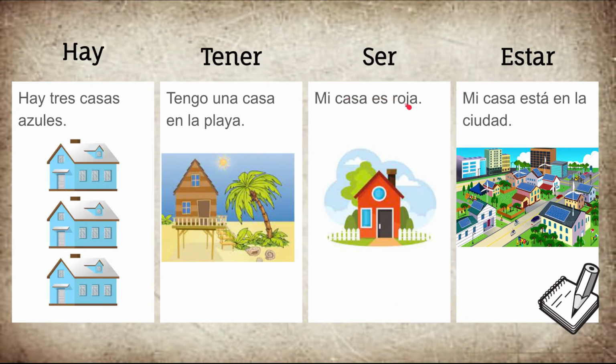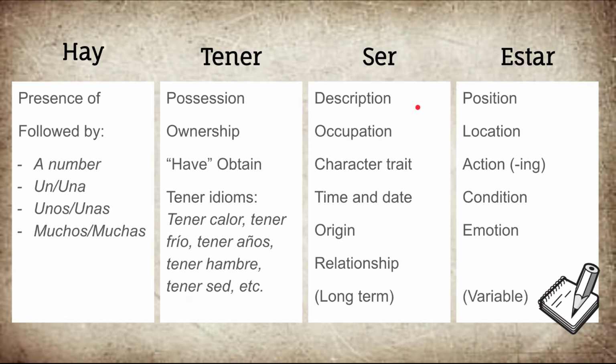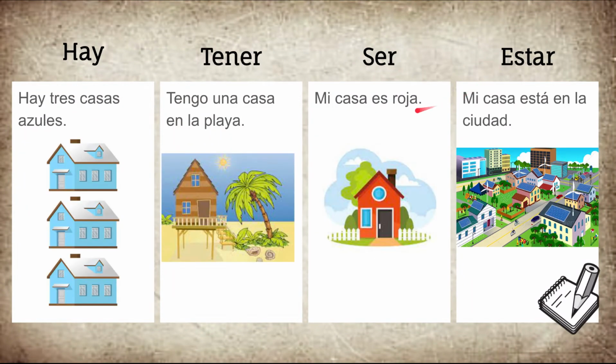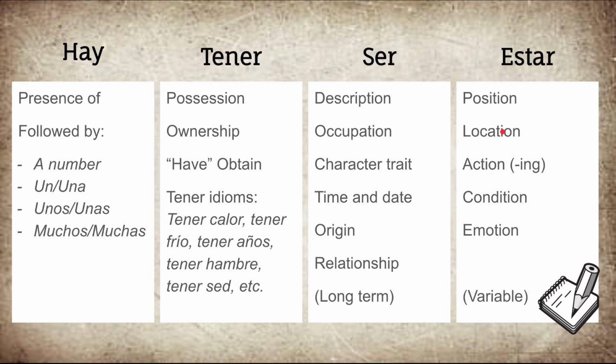Ser. Mi casa es roja. Roja is a description. And remembering from our acronym, a description requires a use of ser. Estar. Mi casa está en la ciudad. And because en la ciudad means in the city, that indicates location. So according to this acronym, location is one of the categories that requires to use estar.